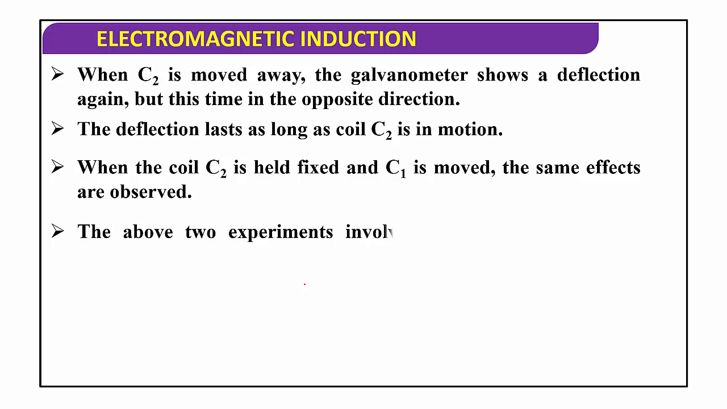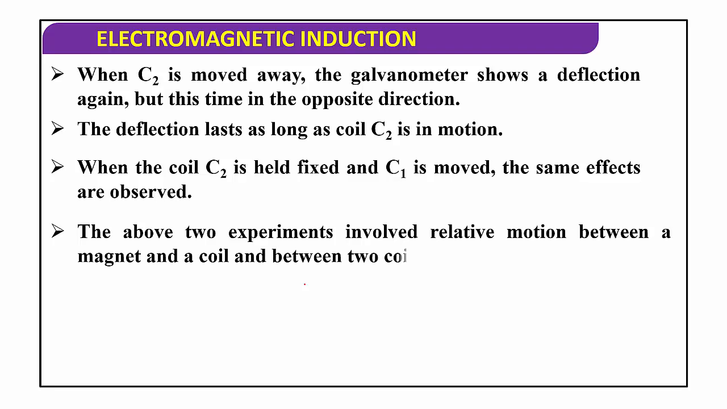The next point: the above two experiments involved relative motion between a magnet and a coil, and between two coils, respectively. Observe, in the first experiment we considered the relative motion between magnet and coil. But in the second experiment we considered movement of two coils, first coil or second coil. So in the first two experiments we considered relative motion between magnet and coil, or coil and coil, respectively.